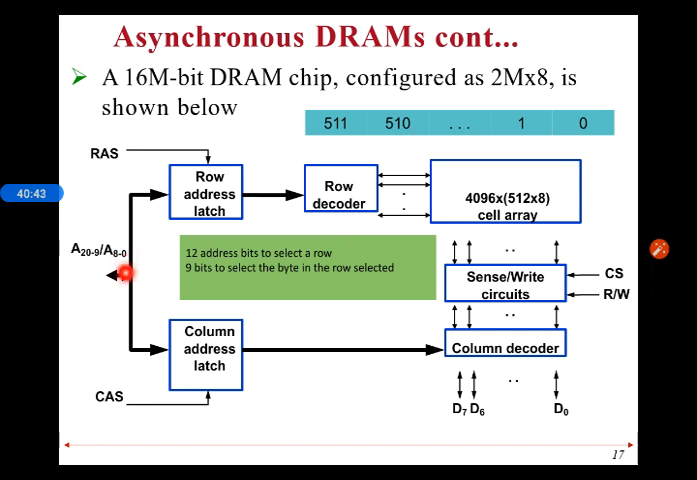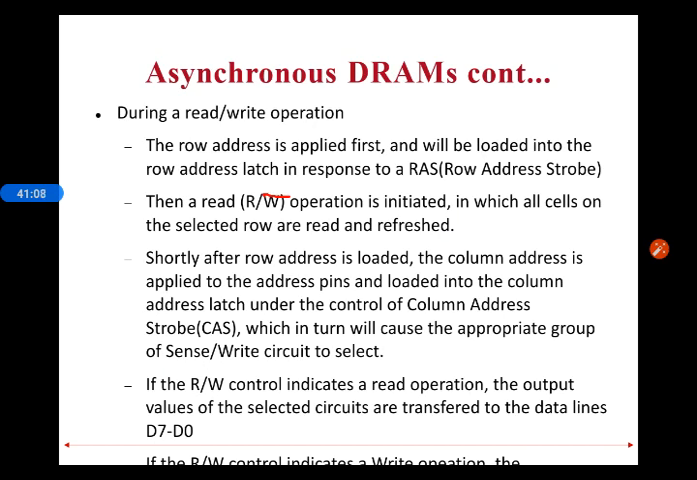Why? Because in the first cycle, along with this array, we will send the 12 bits. Then we will get the row selected. After that, in the same path, we will send the 9 bits, using this CAS. When the CAS is active, that will go into this column address latch, so that you can reduce the number of address lines that is written here.